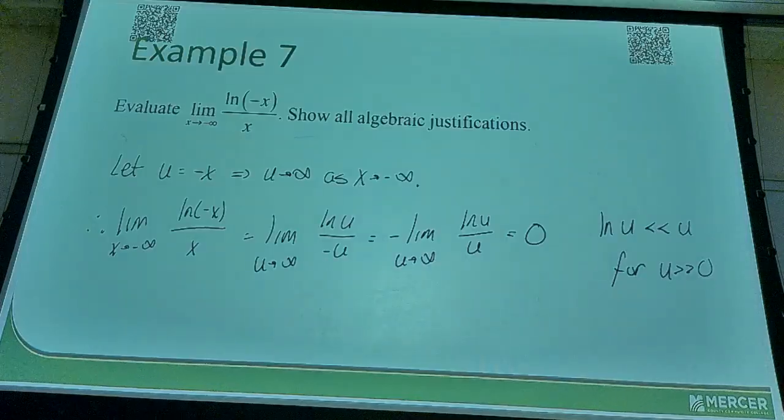Is that what that means? Yeah. So when you use the double symbols, it usually means much. So for very, very large u, you have natural log of u being a lot smaller than u. Right, so that's my justification.